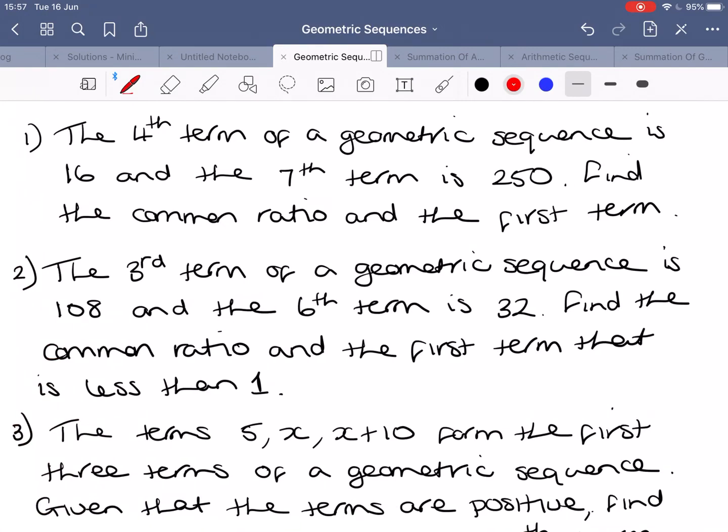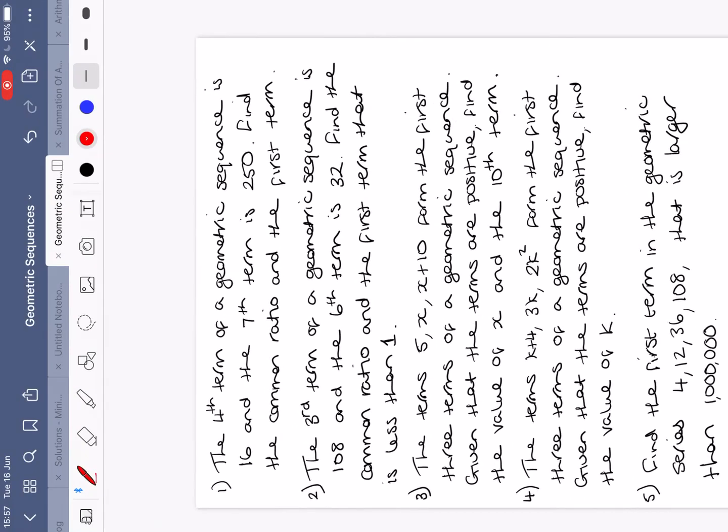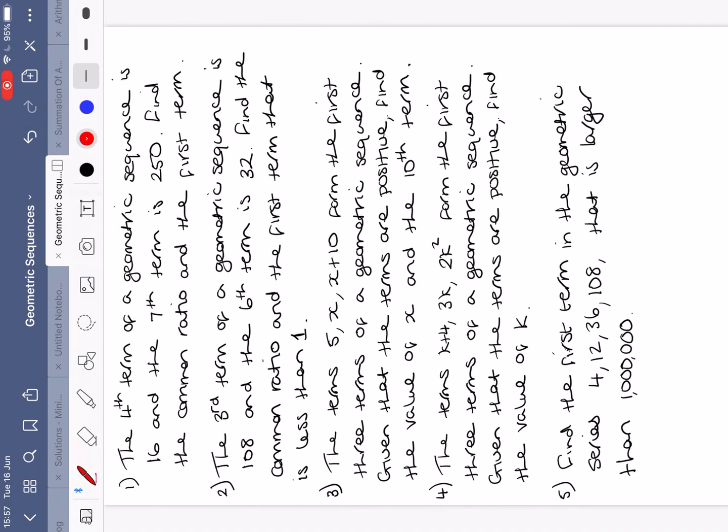Right, here's a few for you to have a go at. I'll just shrink my page. Press pause, do them, and then when you want to see the answers, press play again.